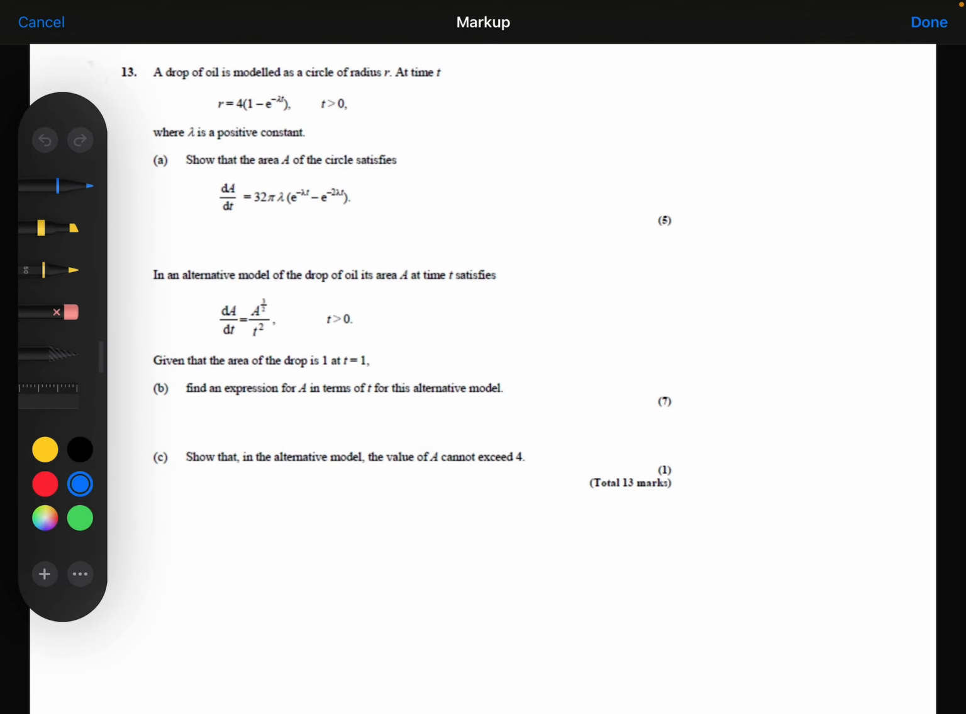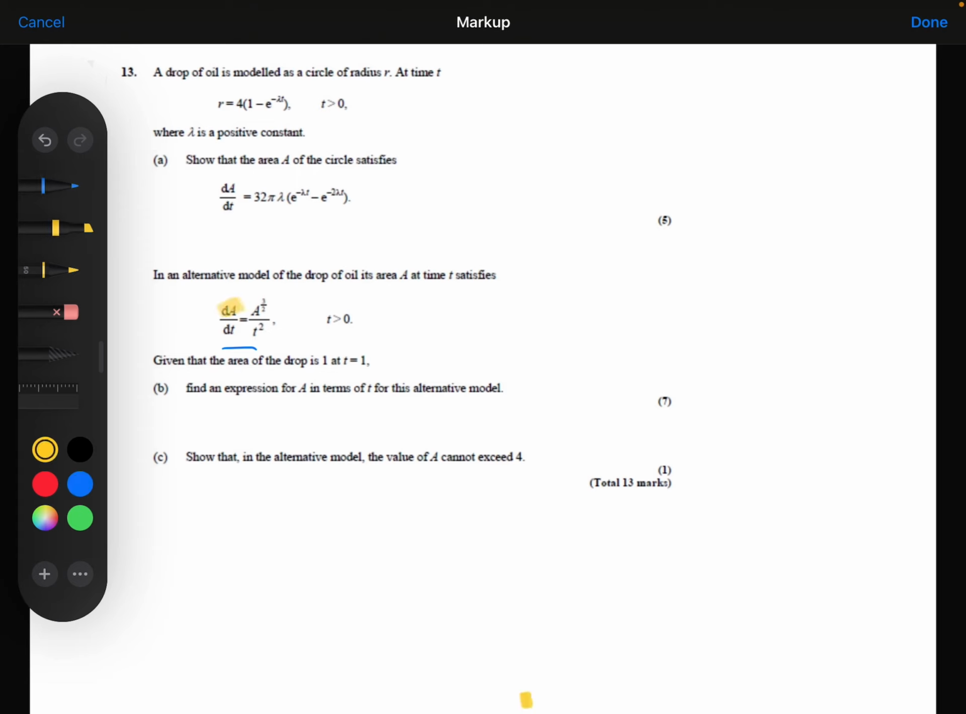Moving on. In an alternative model of the drop of oil, its area at time t satisfies this equation. Given that the area of the drop is 1 at t equals 1, find an expression for the area in terms of t for this alternative model. So we need to solve this equation. So we need to separate the variables.